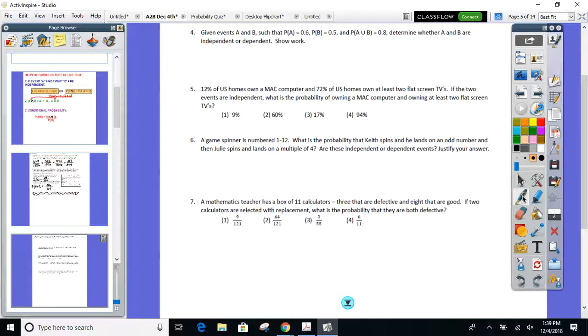Hey, guys, how many spins? 2. Why do I ask that question? We're going to multiply some probabilities, not add them. We're going to multiply them because I'm spinning it twice. 2 or more times doing anything, I'm going to multiply them.